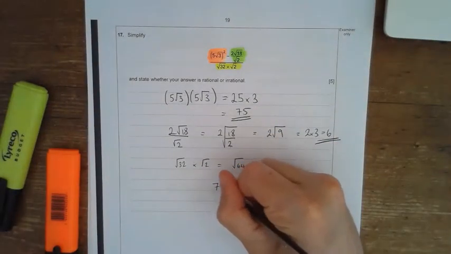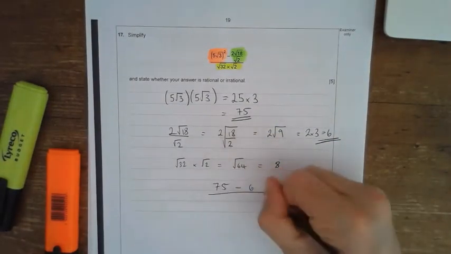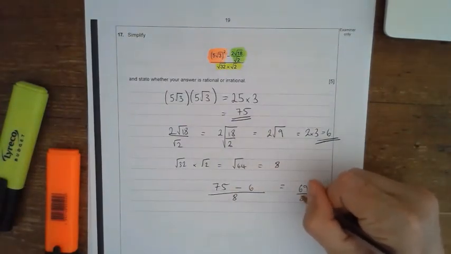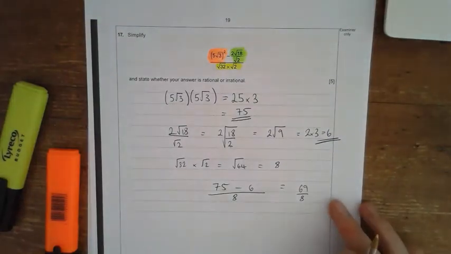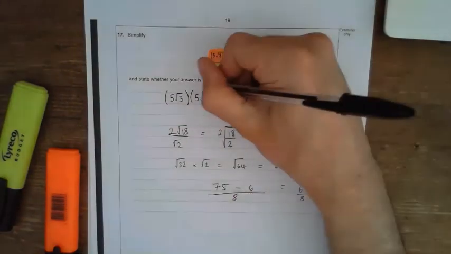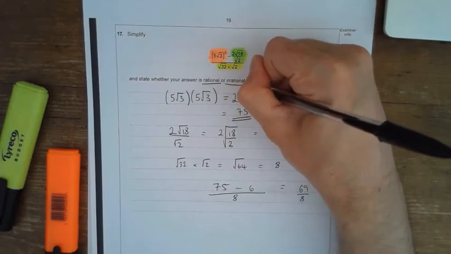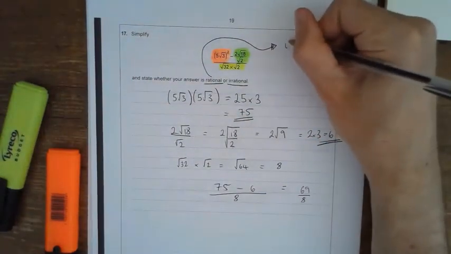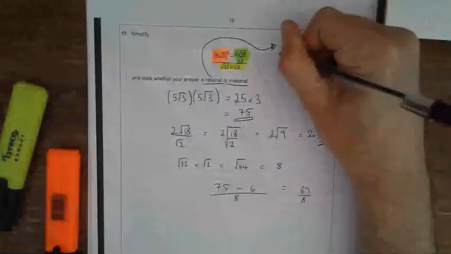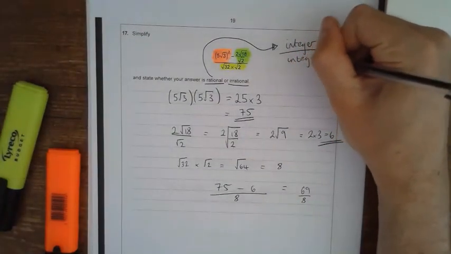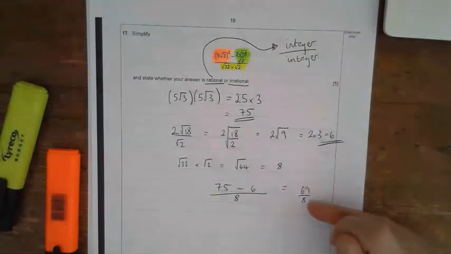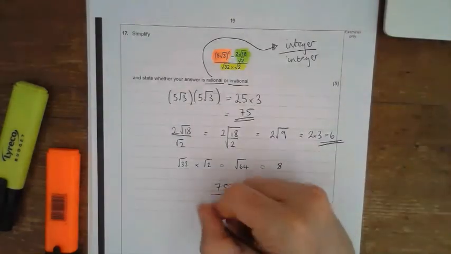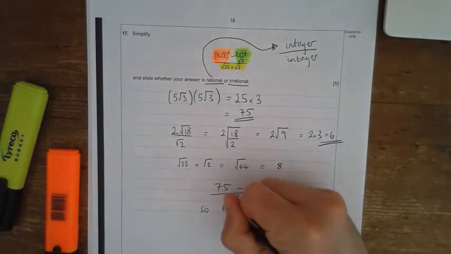So I can rewrite that as 75 minus 6 divided by 8, which I can simplify again to 69 divided by 8. And there's no need to simplify that down, as it doesn't ask me to simplify it down, but I do need to state whether it's rational or irrational. Now, the definition of being a rational number is being an integer, a whole number, over another integer, which this is. This is a whole number, 69 over another whole number. Even if it's 69.5 over 8, it's just double top and bottom, okay? So I'm going to say so rational.